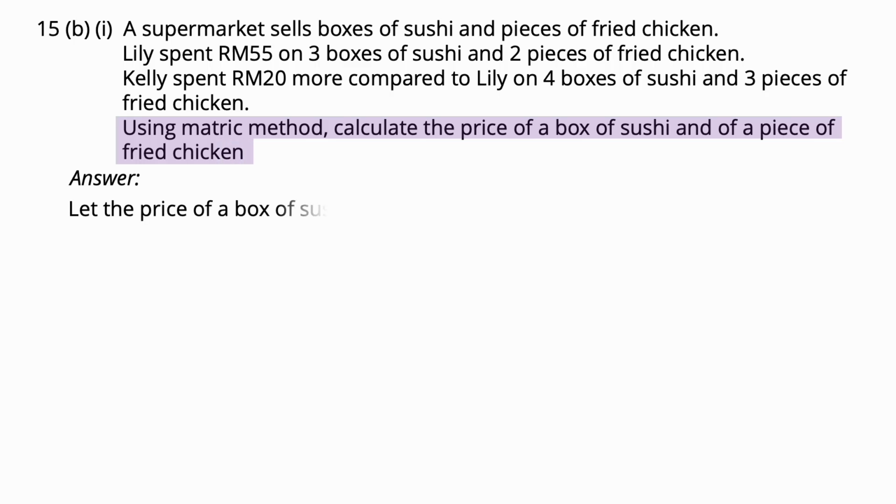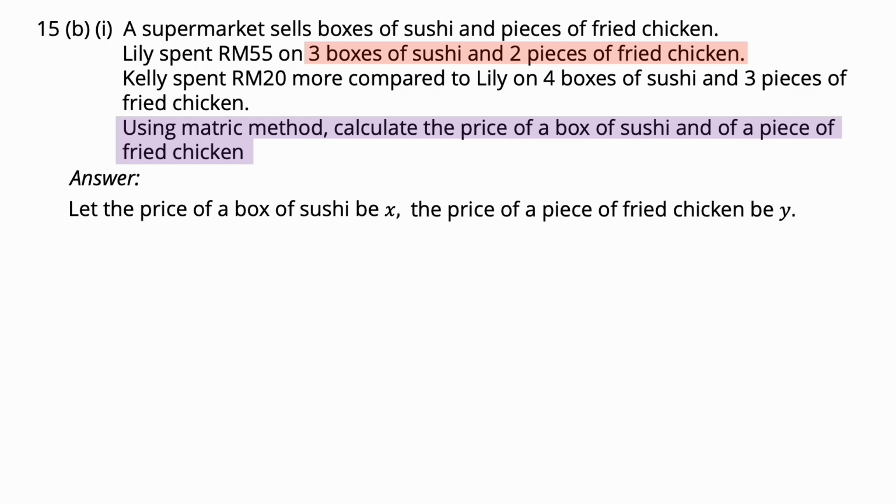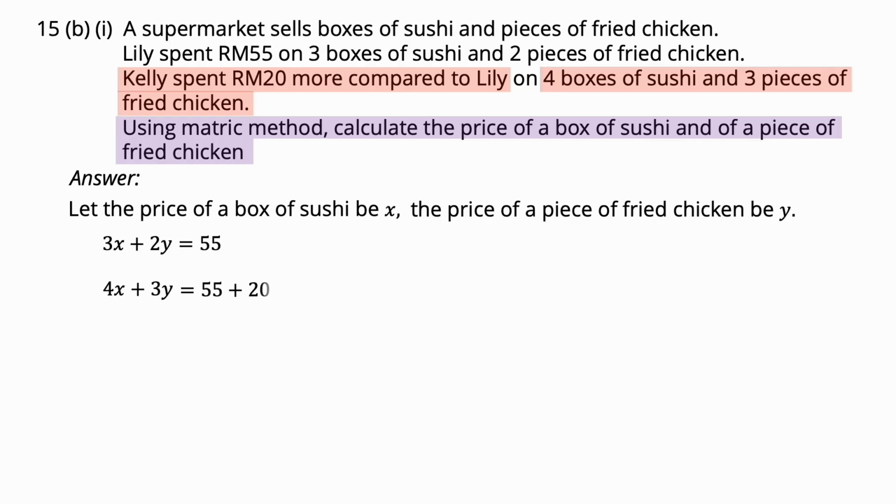Let the price of a box of sushi be x, and the price of a piece of fried chicken be y. 3 boxes of sushi, 3x, and 2 pieces of fried chicken, 2y. 3x plus 2y equals 55. For 4 boxes of sushi, 4x, and 3 pieces of fried chicken, 3y. For 4x plus 3y, Kelly spent Rm20 more compared to Lily, that's 55 plus 20. 4x plus 3y equals 75.